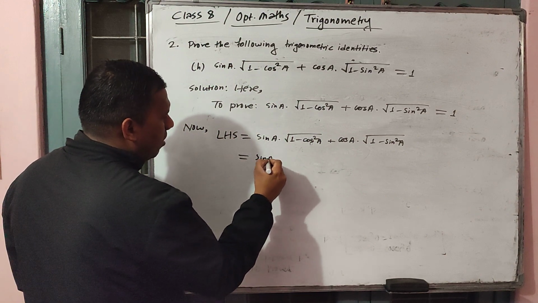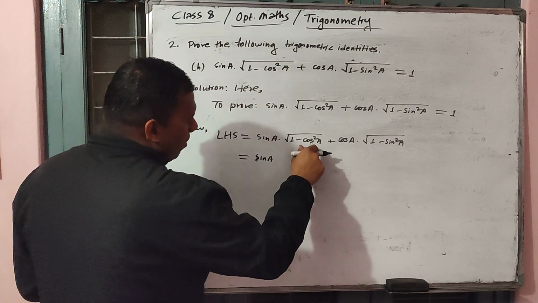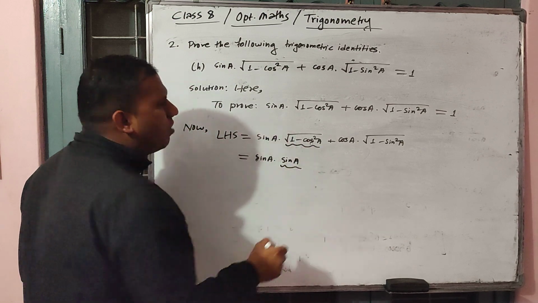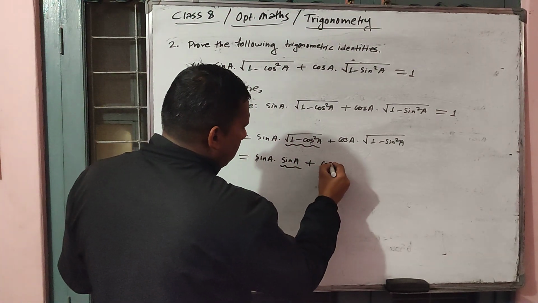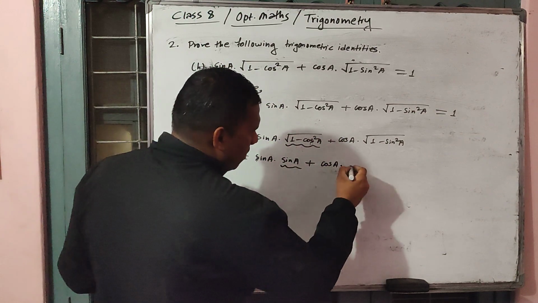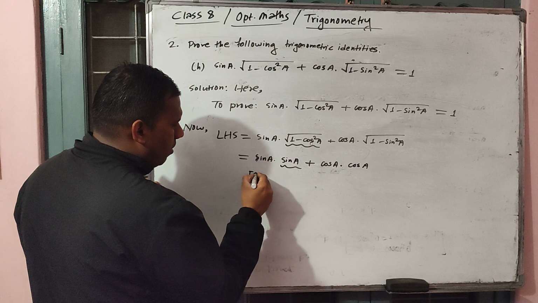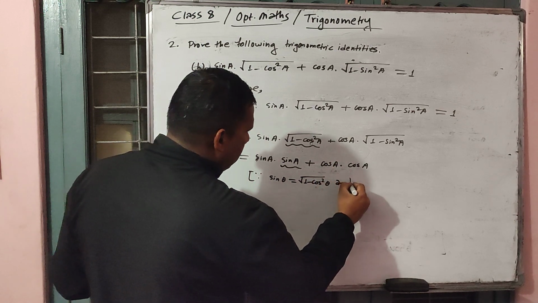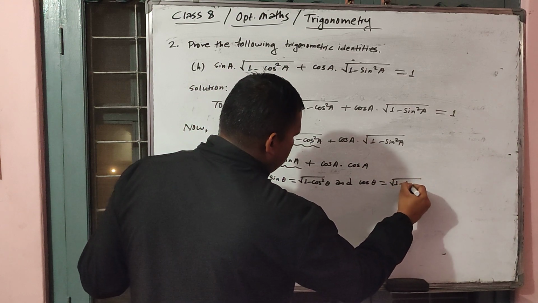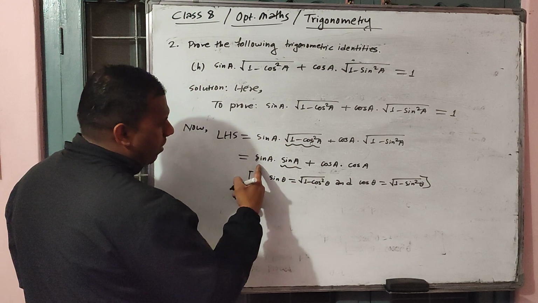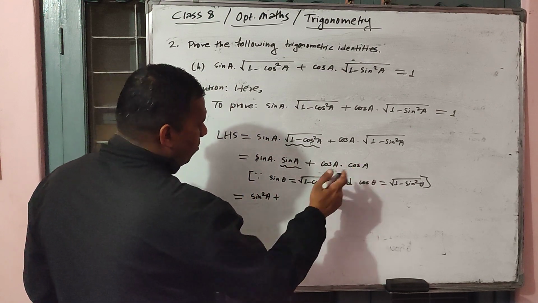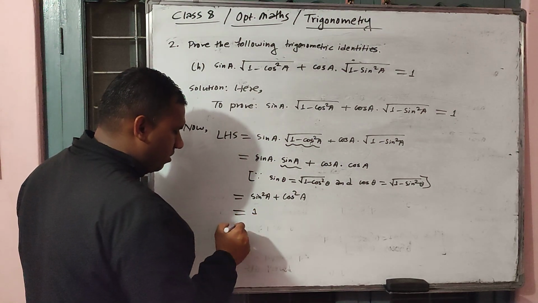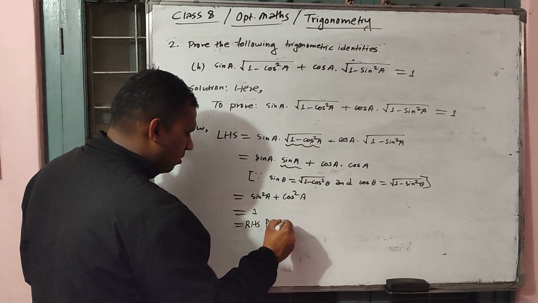The LHS is sin A times square root of 1 minus cos square A, plus cos A times square root of 1 minus sin square A. From the identity we know 1 minus cos square A is sin square A, and its square root is sin A. And square root of 1 minus sin square A is cos A, because sin theta equals root of 1 minus cos square theta and cos theta equals root of 1 minus sin square theta. Now sin A times sin A makes sin square A, plus cos A multiplied with cos A makes cos square A. So sin square A plus cos square A, from the identity, equals 1. Equal to RHS. Proved.